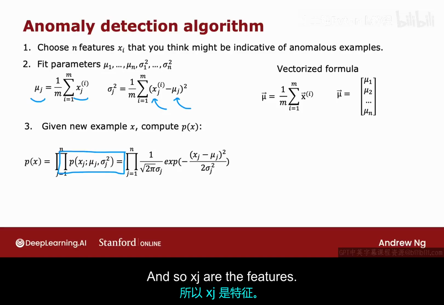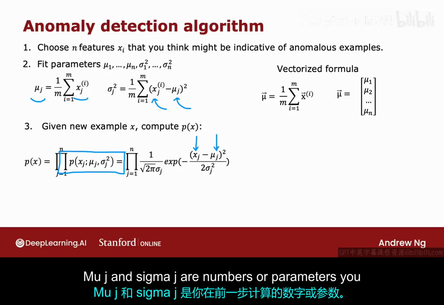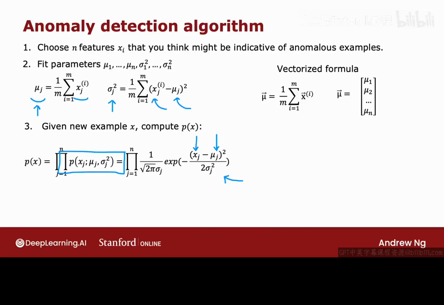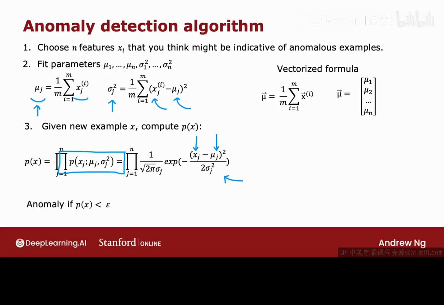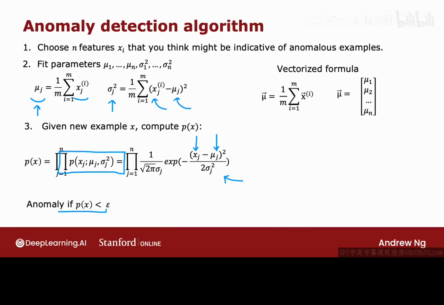And so xj are the features. This is the j-th feature of your new example. Mu_j and sigma j are numbers or parameters you had computed in the previous step. And if you compute out this formula, you get some number for p of x. And the final step is to see if p of x is less than epsilon. And if it is, then you flag that it is an anomaly.